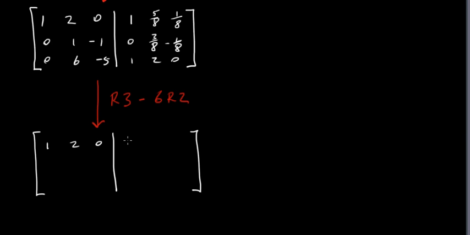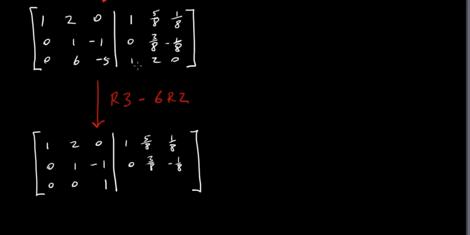So 1, 2, 0, 1, 5/8, 1/8, 0, 1, minus 1, 0, 3/8, minus 1/8. Okay, so now I'm going to take 0 minus 6 times 0, which is just 0. 6 minus 6 times 1, so that'll give me 0, which is what I want. Minus 5 minus 6 times minus 1. Well, minus 6 times minus 1 is plus 6, so it's minus 5 plus 6, which is 1. So that's handy. I end up with 1, 1, 1 along here.